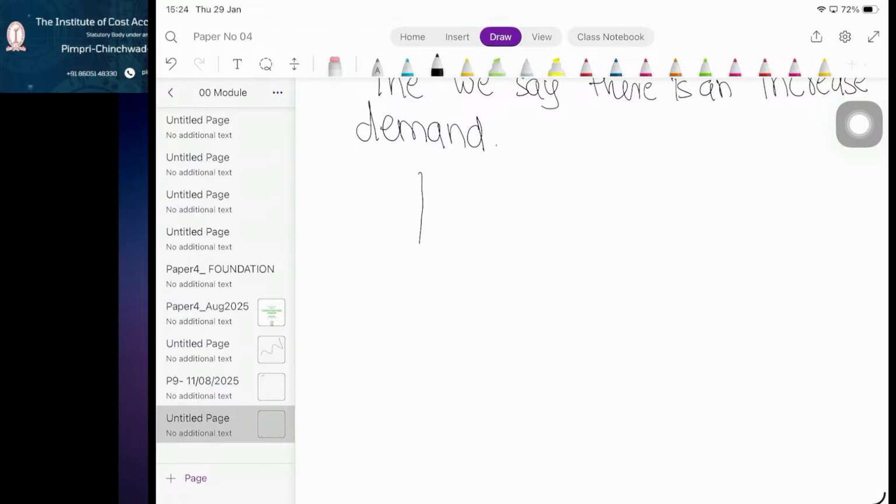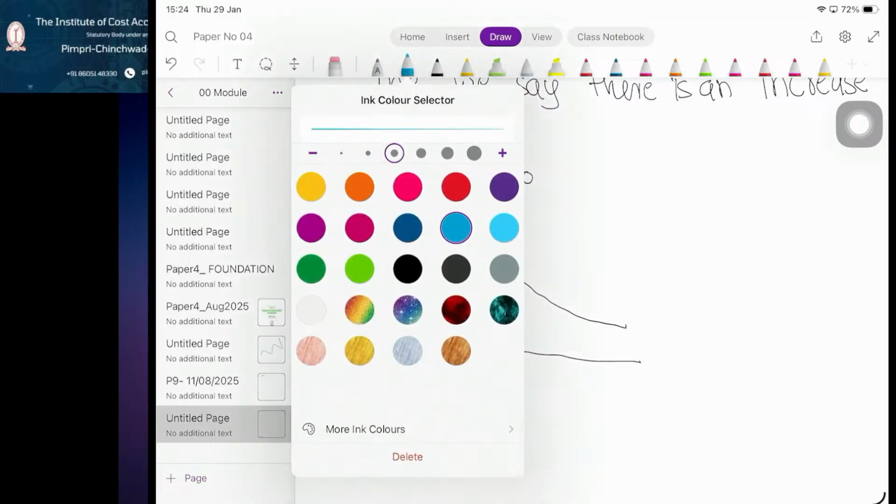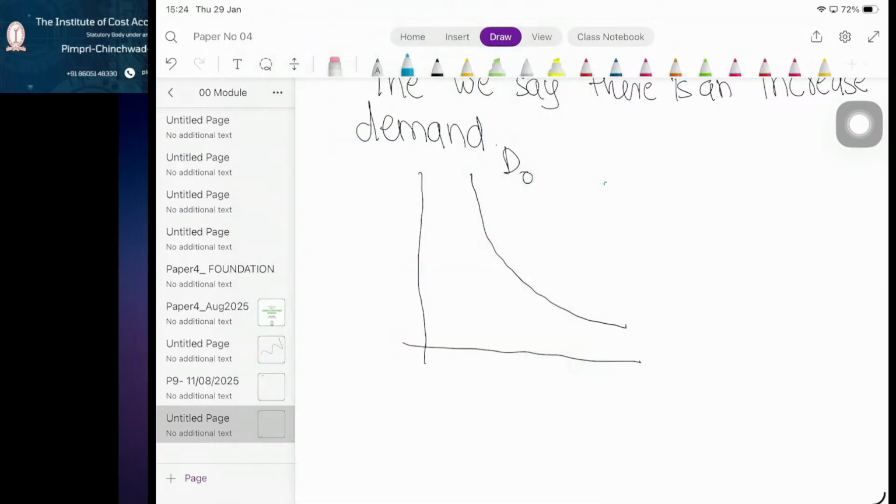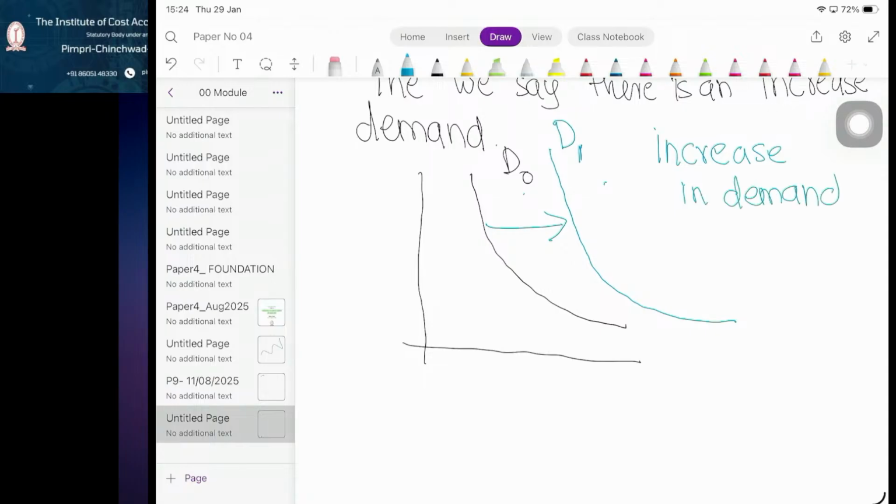Okay, I'm showing this graphically. The original demand curve is D0. Due to some factor, maybe like an increase in income, consumers are willing to buy more of the good at any given price. This shift from D0 to D1 is called an increase in demand.